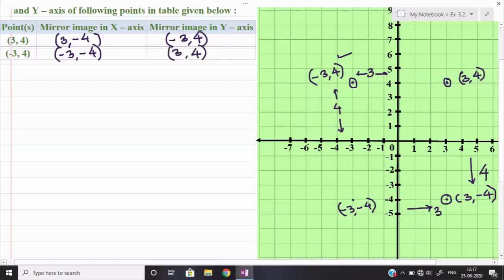In the same manner we can definitely find the mirror images of other points as well. Here both the points were similar, so easily in a single attempt we found the images of both the points. Different points you need to work out in a different manner.